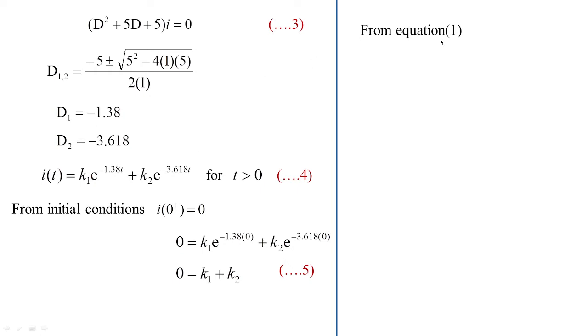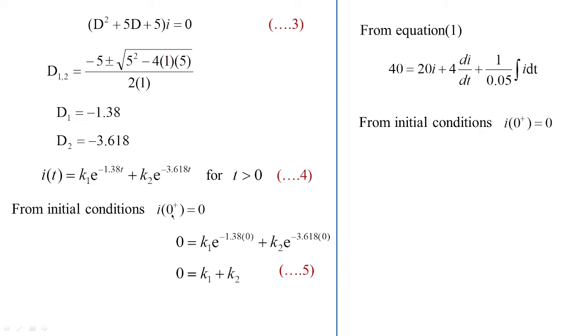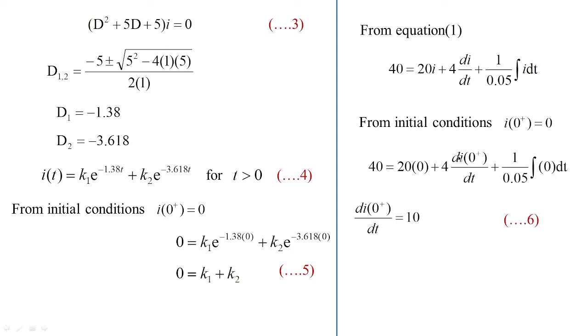Now from equation 1, that is the generalized equation, 40 is equal to 20i plus 4 di by dt plus 1 by c, which is 0.05, integral i dt, and applying initial conditions, I know that i of 0 plus is equal to 0. So I'm going to take the value of i as 0 wherever I have i. So I have 40 here plus 20 times i which is 0, plus 4 di by dt of 0, plus 1 by 0.05 integral 0 dt. With this I'm going to get the value of di of 0 plus by dt as equal to 10. Why 10? Because 20 multiplied by 0 is 0 and 1 by 0.05 multiplied by this 0 integral is 0. So di by dt of 0 plus is equal to 40 divided by 4, which is 10.